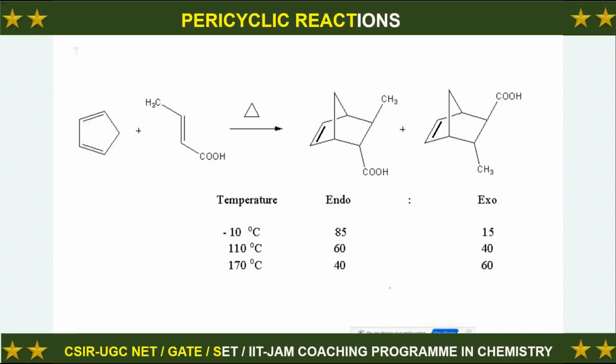Now, when the temperature is -10, you are getting higher endo products. When you are increasing the temperature from -10 to 170, the endo product is decreasing but exo is increasing. So at 170 degrees, you are getting only 40 endo, 60 exo. Why? Because the thermodynamically controlled product is exo. So when you are increasing the temperature, you are populating the thermodynamically favored product, which means the exo one. But under lower temperature, the kinetic control is more. So endo is the kinetically controlled product, and you are getting endo more at lower temperatures.